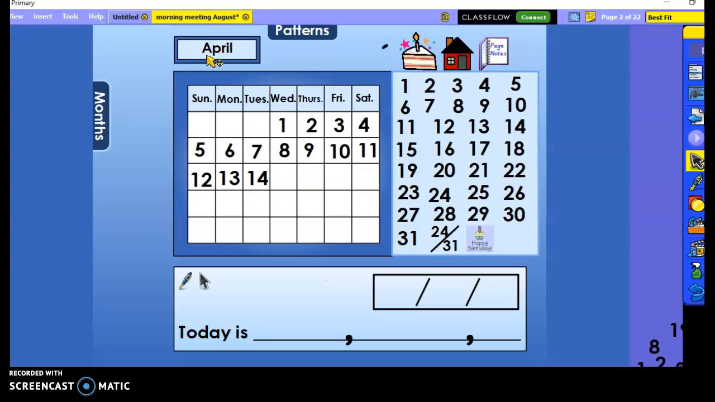So we know our month is April. Now we have to figure out our day of the week. If yesterday was Tuesday, today it is Wednesday. Stand up.